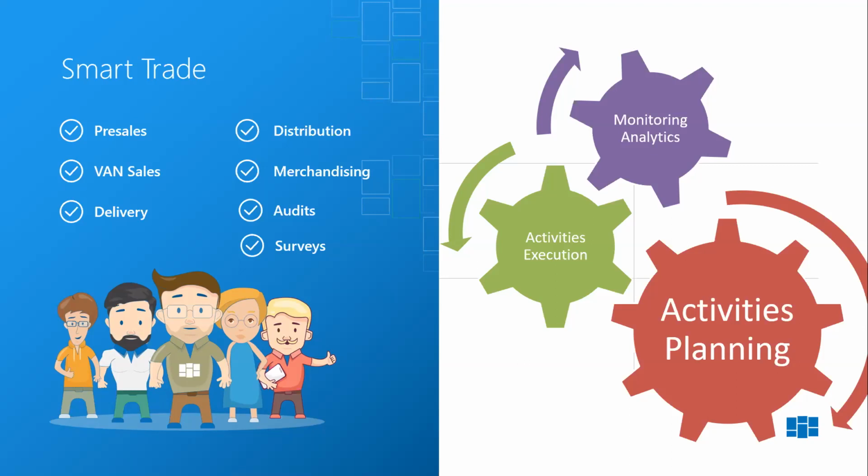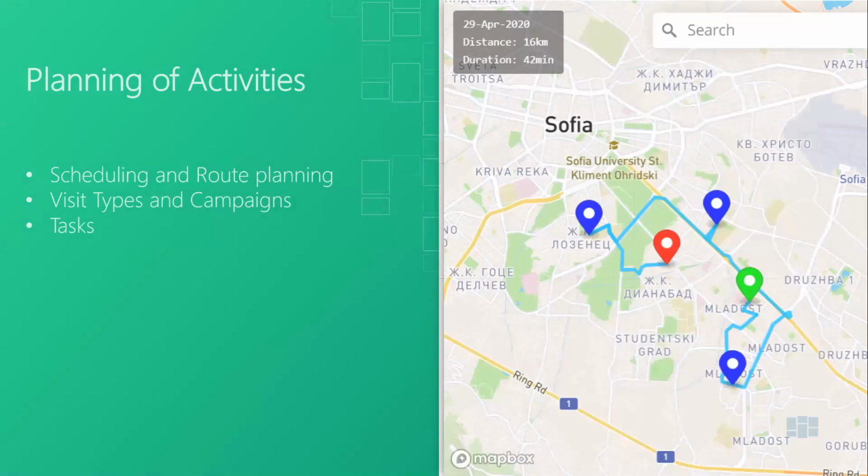So we will go through these 3 processes: activities planning, activities execution, and monitoring analytics right now through a quick demo. We will start with the planning of the activities from the head office. Here we will be able to see how you can do some scheduling and route planning, how you can create and assign different visit types, campaigns, tasks, and surveys to different users.